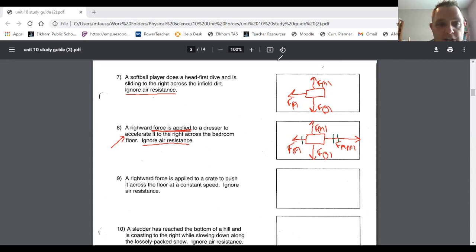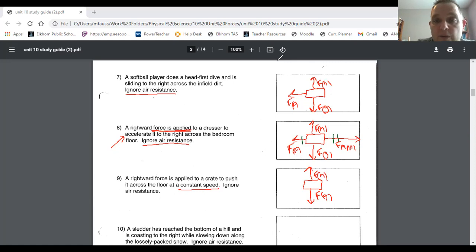Very similar question if you look at number 8 and number 9. A couple key differences. Let's look at it. A rightward force is applied to a crate to push it across the floor at constant speed. Well, our crate and our dresser are just about the same. So again, we just draw a little box. And again, Mr. Foss loves the gravity and normal force because that's there. Nothing's pushing it down or pushing it up.